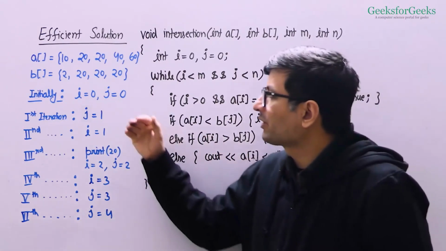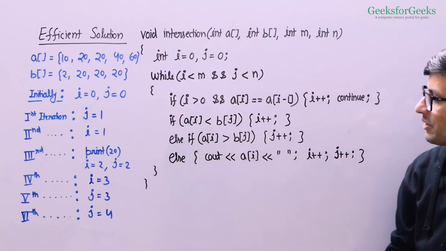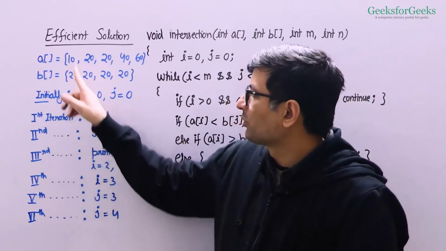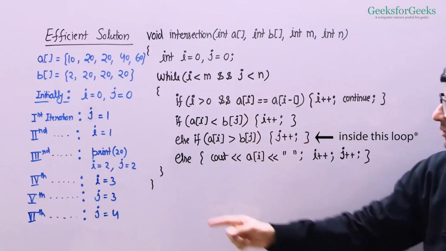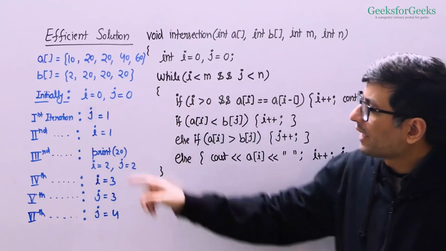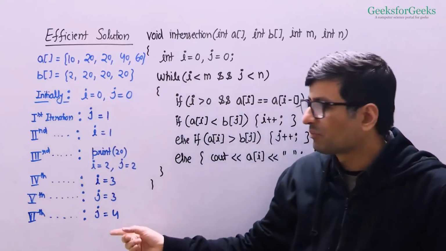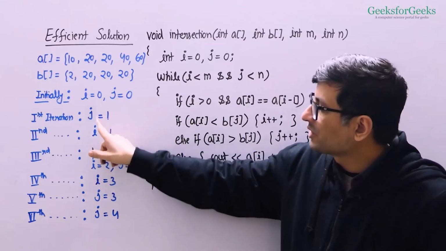So let's take a look at this example and see the dry run. Initially i and j both are 0. Now we compare 10 and 2. 2 is smaller, so we do j plus plus, and we make j equal to 1. Now when j becomes 1, we compare 10 and 20, and this time 10 is smaller, so we do i plus plus and we make i equal to 1. Now i is 1 and j is 1.